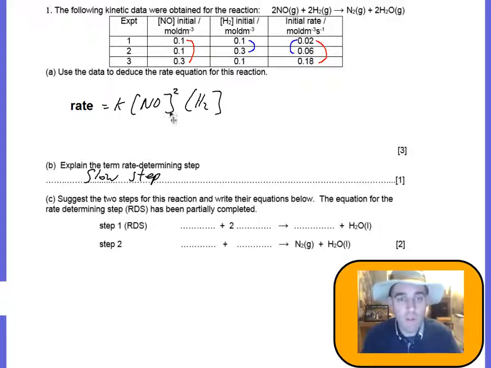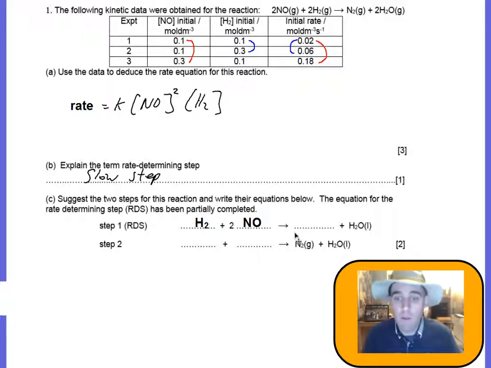So because this is order 2, there must be 2 NOs in the rate determining step. Okay? Because it's second order. So because it's second order, there are 2 NOs in the rate determining step, and they must be reacting with 1 hydrogen, because it's first order. We don't write 1, but it's first order. There must be just 1 hydrogen reacting with them. So that's how we get the reactants of the rate determining step. Okay, it's what's in the rate equation, and the coefficients is the order that they are in the rate equation.